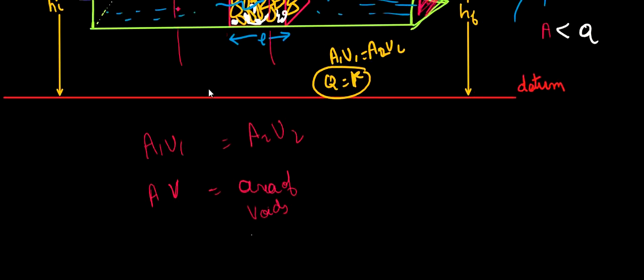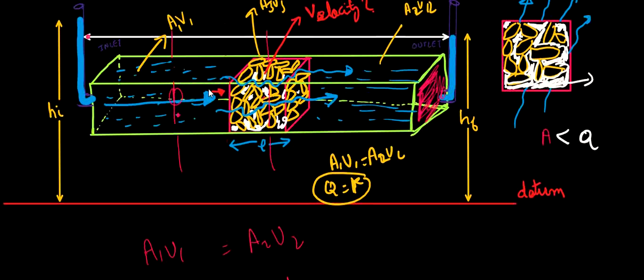Suppose A2 is the area of voids and V2 is nothing but the velocity of fluid in the soil sample, or you can say the velocity with which the water or our fluid is percolating through our soil sample. This is nothing but the seepage velocity. We call it seepage velocity, and we represent it by the term Vs. So Vs is the velocity by which the fluid particles are percolating through our soil region.